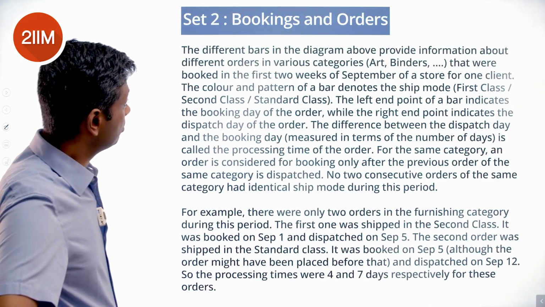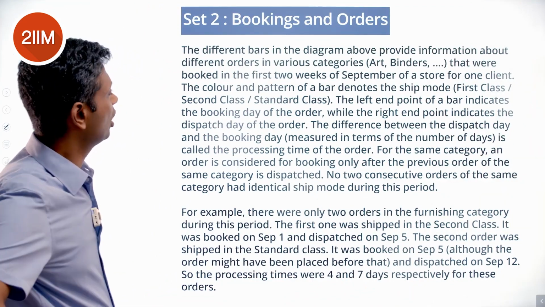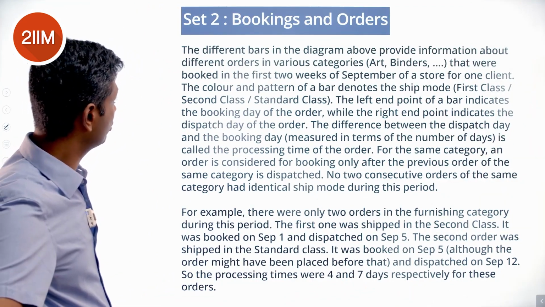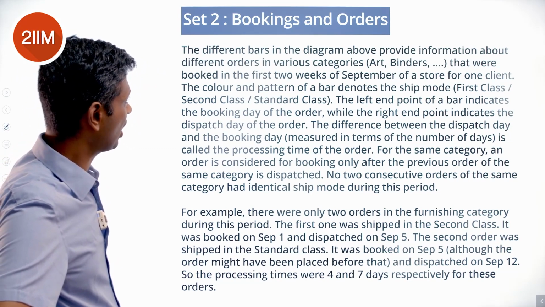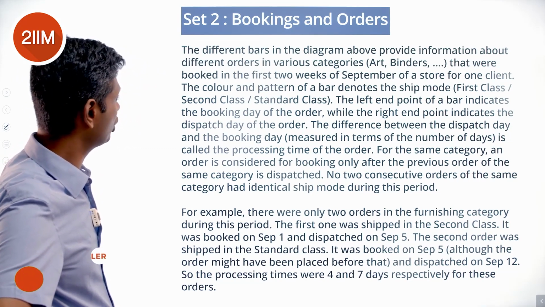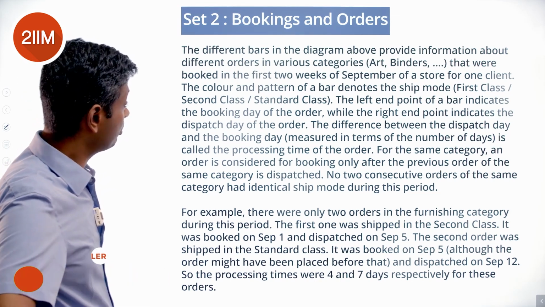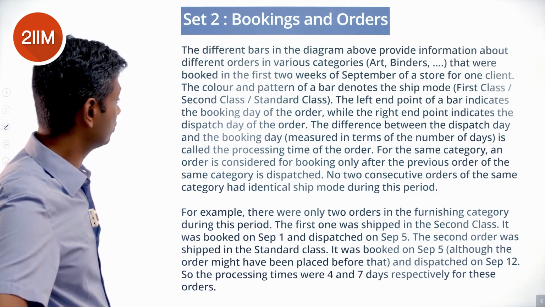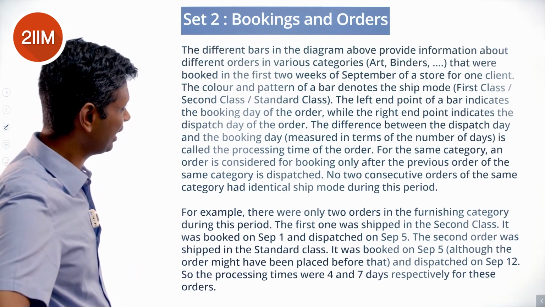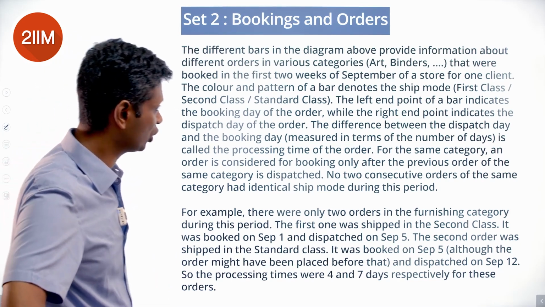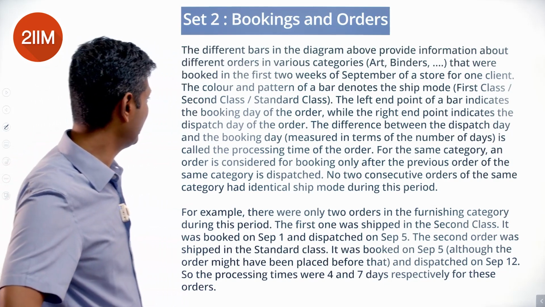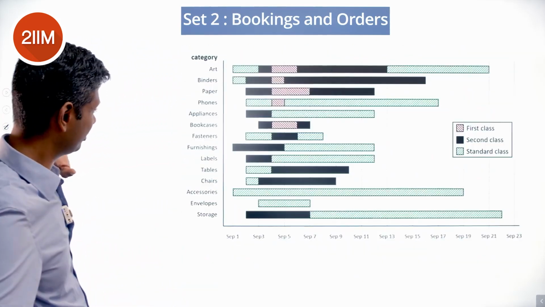The different bars in the diagram below provide information about different orders in various categories, art, binders, etc., that were booked in the first 2 weeks of September of a store for one client. The color and pattern of a bar denotes the ship mode, first class, second class, standard class. The left end point of a bar indicates the booking day of the order, while the right end point indicates the dispatch day. Let's look at this.